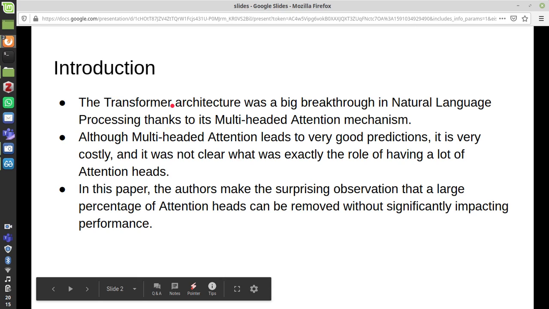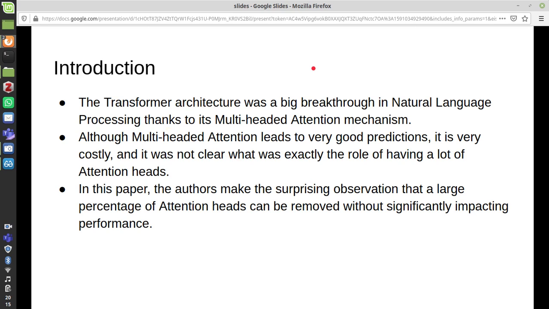So the transformer architecture was a big breakthrough in natural language processing thanks to its multi-head attention mechanism. Although multi-head attention leads to very good predictions, it is very costly and it was not clear what exactly the role of having a lot of attention heads was. In this paper, the authors make the surprising observation that a large percentage of attention heads can be removed without significantly impacting performance.